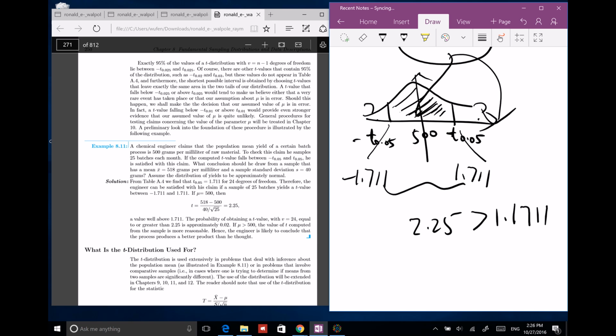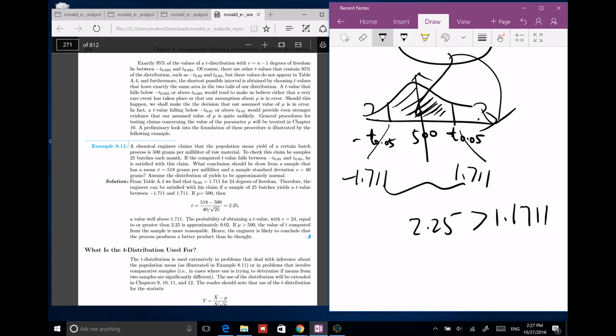This means the probability of obtaining a t-value with v equal to 24 that is equal to or greater than 2.25 is approximately 0.02. If mu is bigger than 500, the value of t computed from the sample is more reasonable. Therefore, the engineer is likely to conclude that the process produced a better product than he thought.